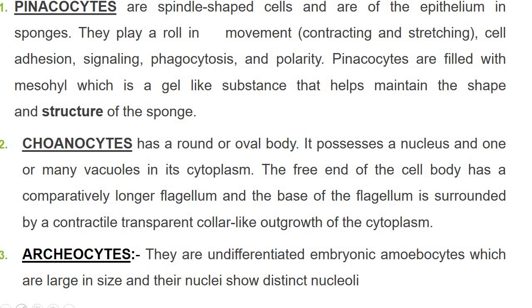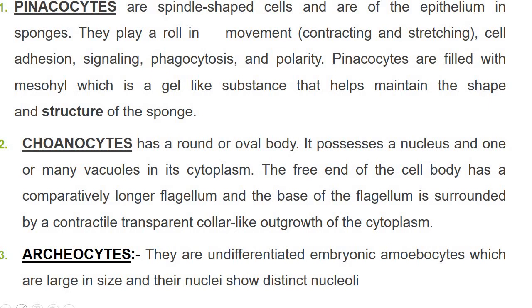The main function of coenocytes is to help in nutrition. The coenocytes are lining the spongocoel. Now these coenocytes are also called collar cells, and they help in nutrition. Now we know that in poriferans the digestion is intracellular. So digestion takes place inside the cell. So it is in the coenocytes that the digestion occurs.